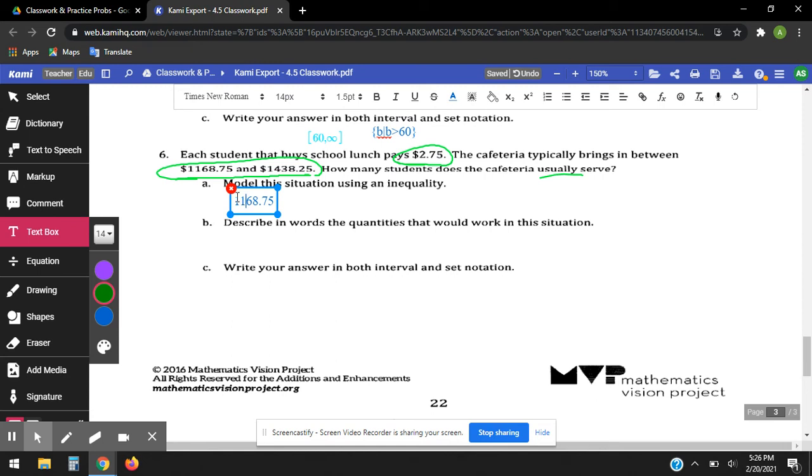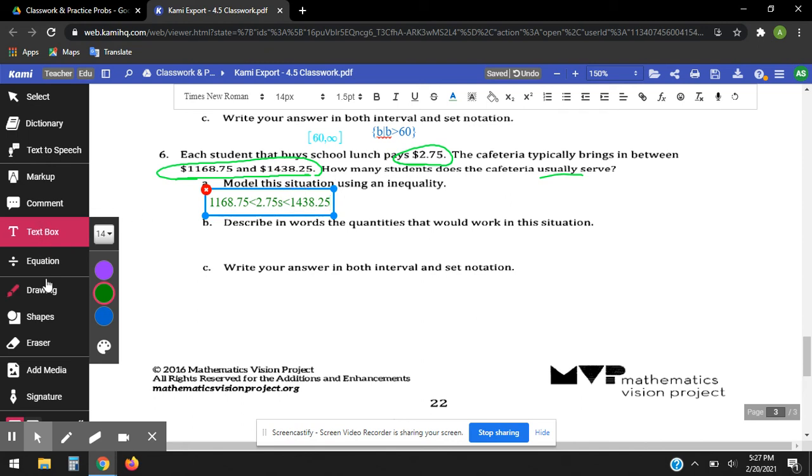Let's try this again. Okay, so 2.75S. So that's the low amount they bring in. The student value has to be between this number, 2.75S, and the high number, 1438.25. So this one's an inequality with two symbols going on in here. So now we need to solve it for S.